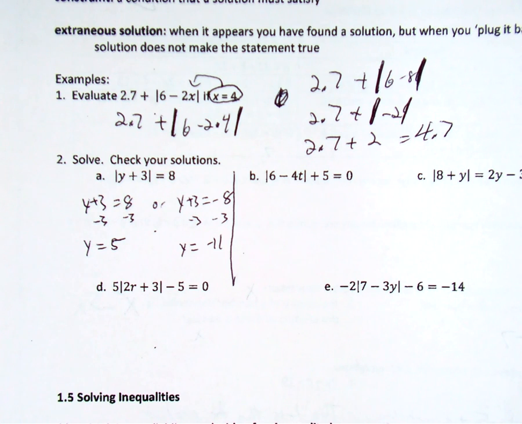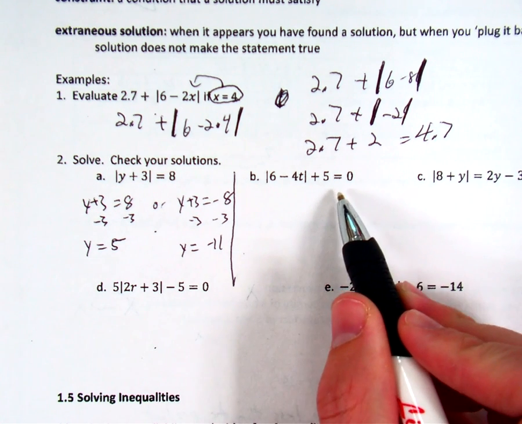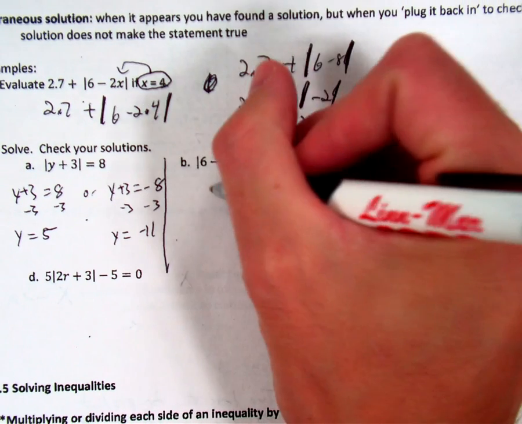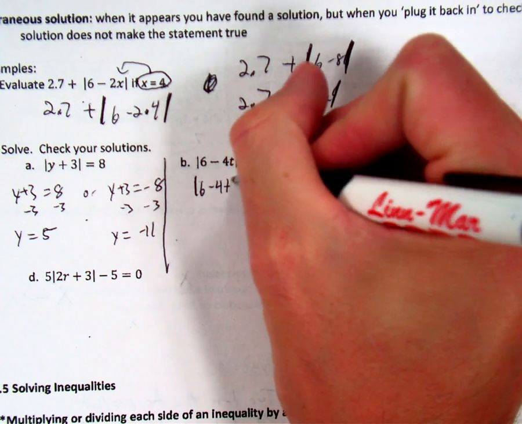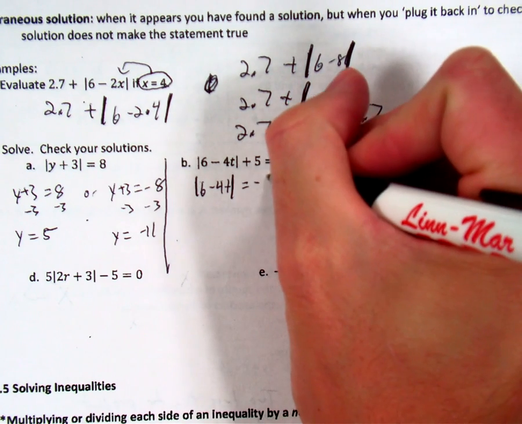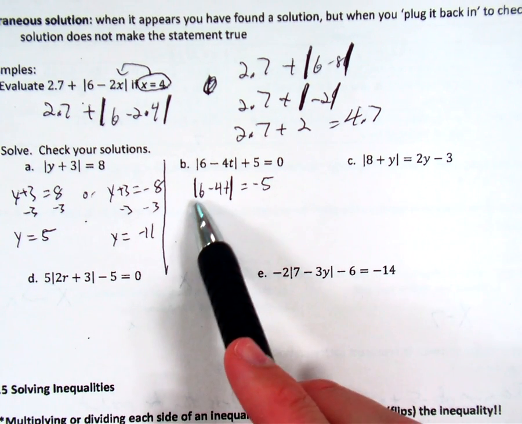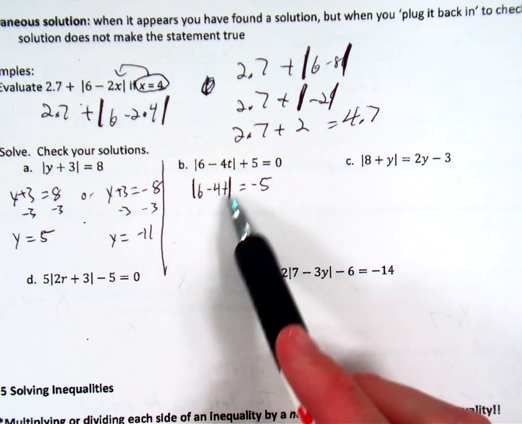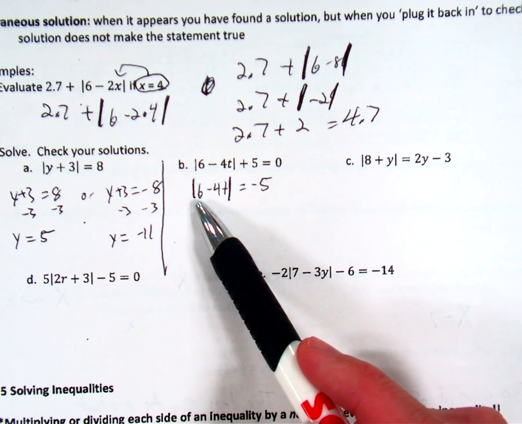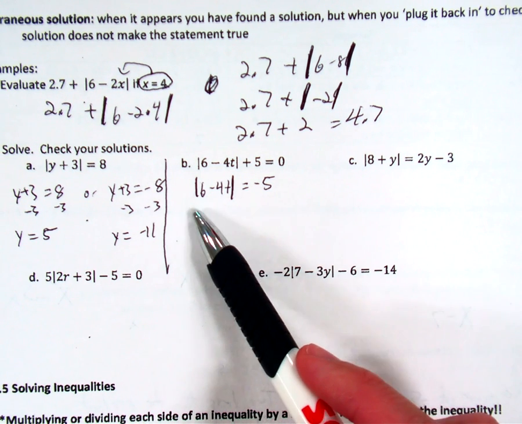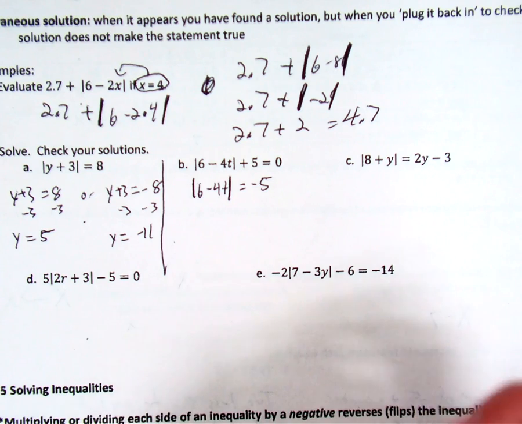All right, another one here. Let's take a look. 6 minus 4t plus 5. Okay, step 1, we got to get the absolute value box by itself. The absolute value of 6 minus 4t equals -5. Okay, will the absolute value, what do we say that always equals? That should come out as positive, or it could come out as 0. Okay, but it definitely can't come out as negative.